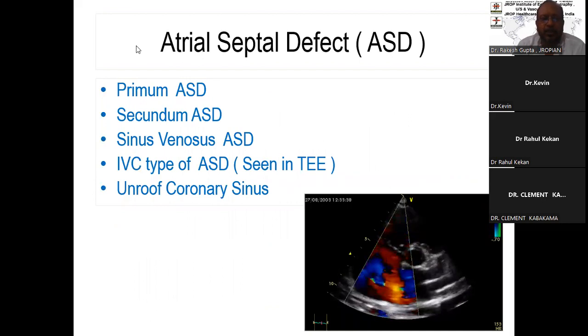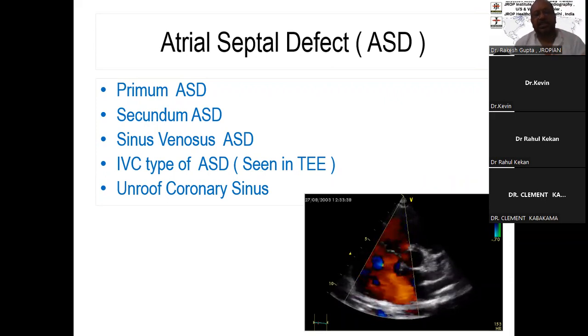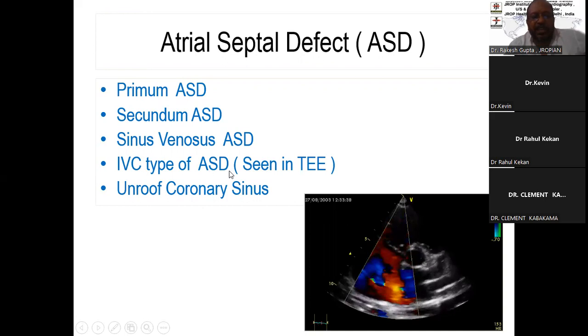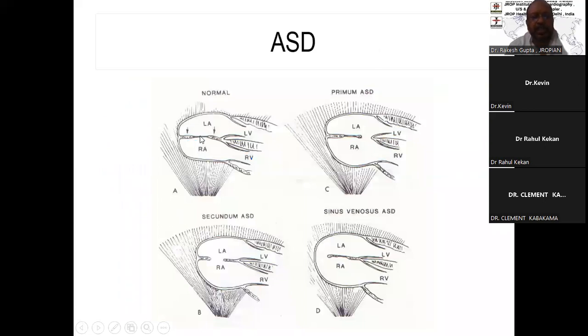Atrial septal defect could be primum, secundum, sinus venosus, IVC type, or unroofed coronary sinus. So no more three types of ASD. It has to be at least five types: primum, secundum, and sinus venosus, then IVC type of ASD, then unroofed coronary sinus. Locations: this is fossa ovalis, this is secundum. Towards the atrioventricular valve is primum. Away from the atrioventricular valve is secundum and sinus venosus, which could be an SVC type or IVC type.